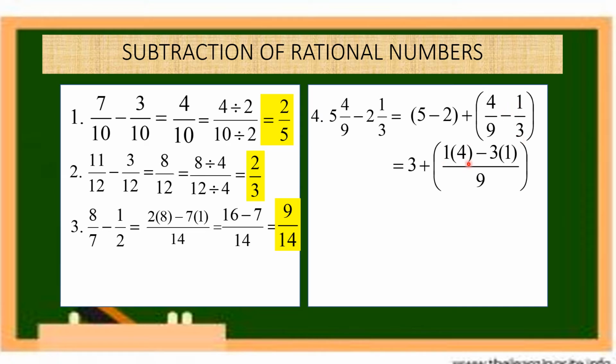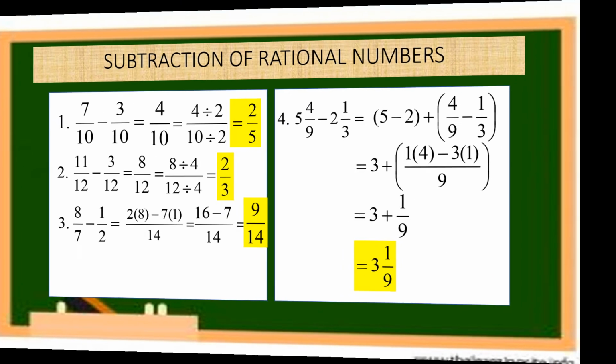So 1 times 4 is 4. 3 times 1 is 3. 4 minus 3 is 1. So we have 3 plus 1 over 9. So our final answer is 3 and 1 over 9.